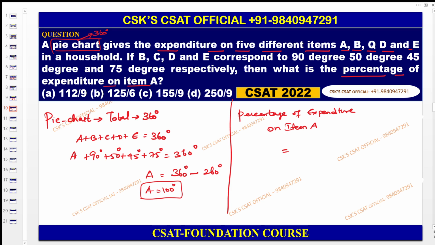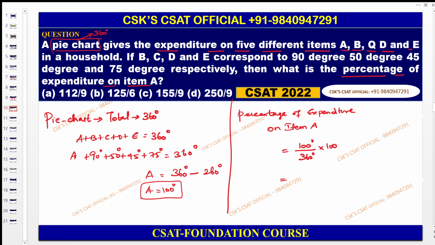So which is equal to percentage, right? So percentage here, what is the A's percentage? 100 by what is the total angle? 360 degree into percentage means 100. So which is equal to, we can cancel, right?